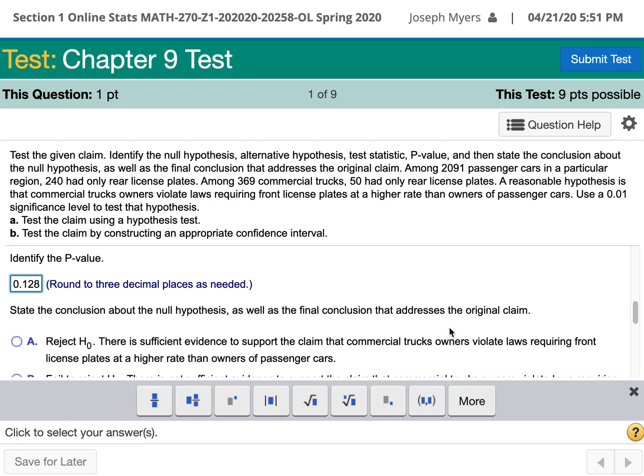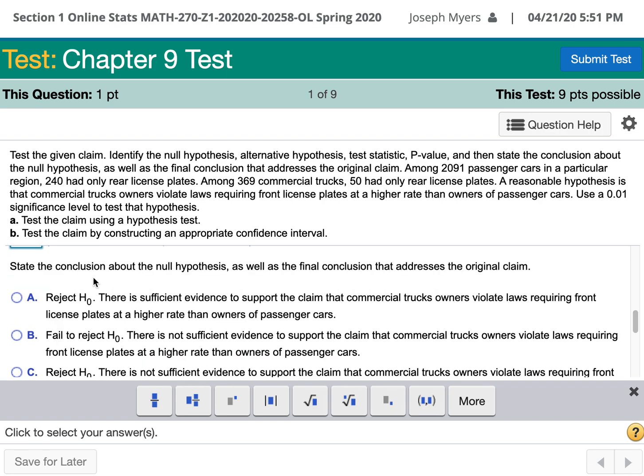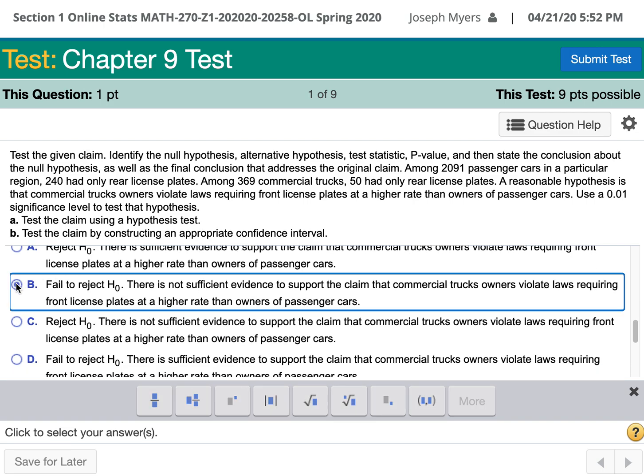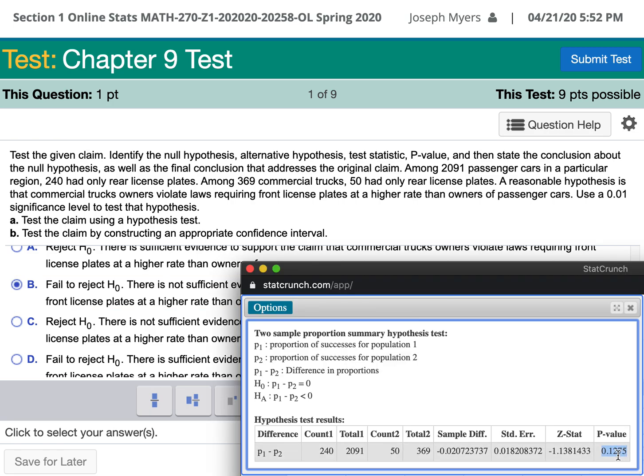State the conclusion. Well, the significance level is 0.01, and the p-value is bigger than that. So if the p-value is bigger than the significance level, then you will fail to reject the null. And that means there's not enough evidence. So we'll fail to reject the null because there's not enough evidence, because the p-value is bigger than the significance level.